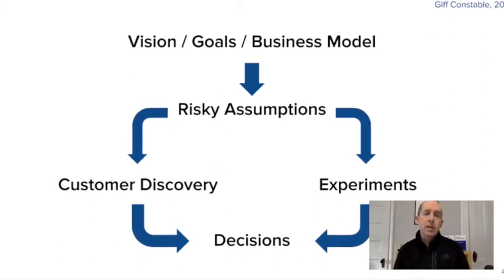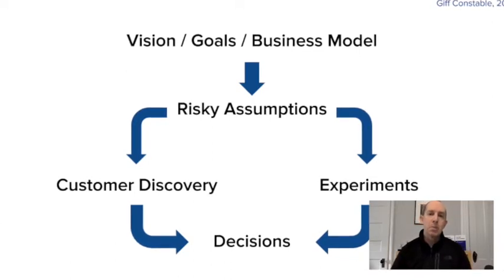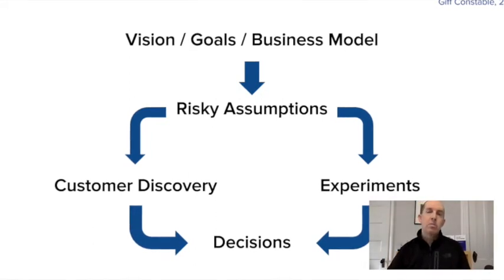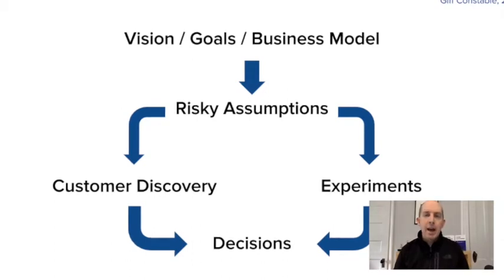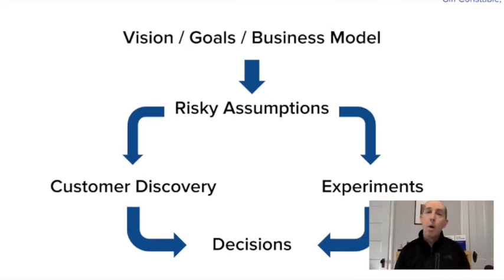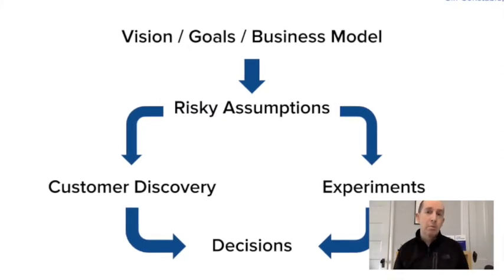There's two ways to tackle the risky ones. You can get out of the building and interview people, what we call customer discovery. And you can observe their behavior, you can talk to them about what they've done in the past, how they've tried to solve the problem, whether they've spent money on the problem before, what went into that buying process, all these kinds of questions you can get from talking to people.